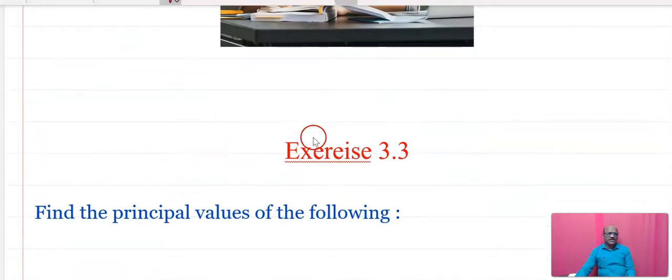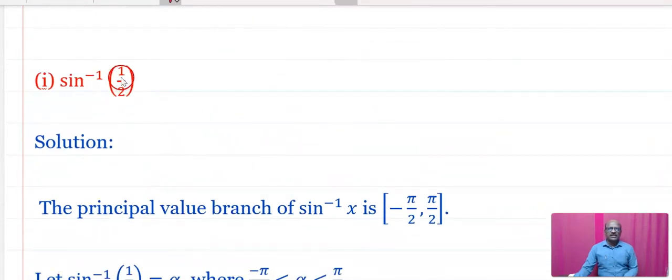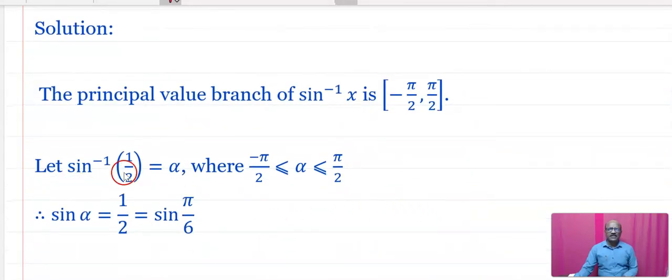Now we'll start exercise 3.3. Find the principal value of sine inverse of 1 upon 2. Solution. The principal branch of sine inverse of x is minus pi by 2 to plus pi by 2. Let sine inverse of 1 by 2 be alpha, where the value of alpha lies between minus pi by 2 to plus pi by 2.